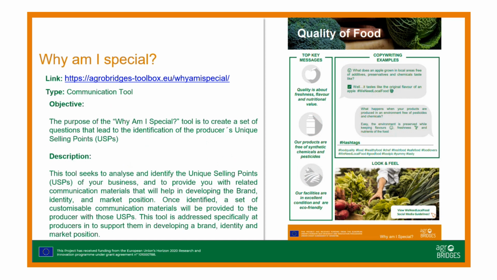The first communication tool is Why Am I Special? The objective of this tool is to identify the producer's unique selling points. This tool also provides communication materials to develop branding, identity, and market position. On the right, you can see an example of the communication material generated. In this tool, you also find a short video on the website explaining how it works step by step.